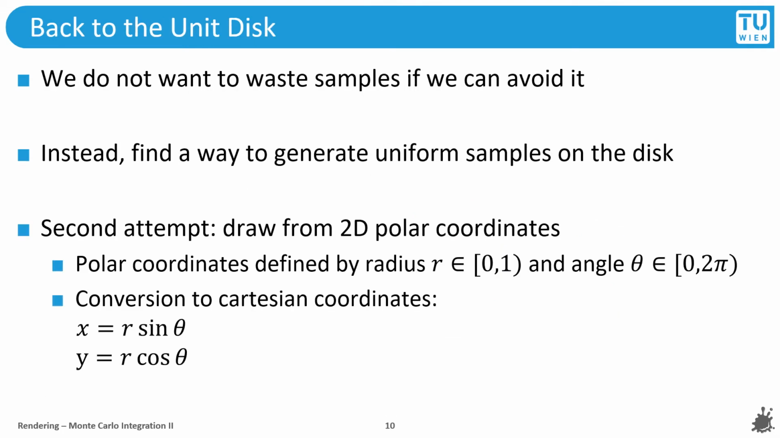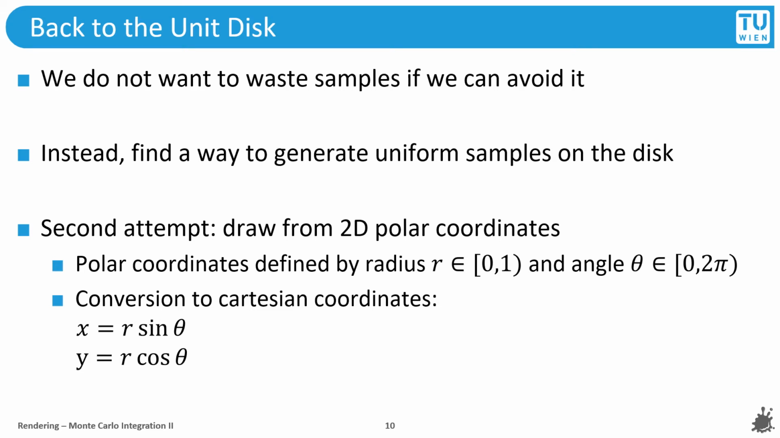So since we don't want to waste samples, let's find a way to generate inherently uniform samples so that we don't have to throw away any of them. There are other ways to sample a 2D plane other than what we saw up until now with Cartesian coordinates. We have another coordinate system that is also two-dimensional, but where we can easily limit points to a disk of given extent. We're talking about polar coordinates.